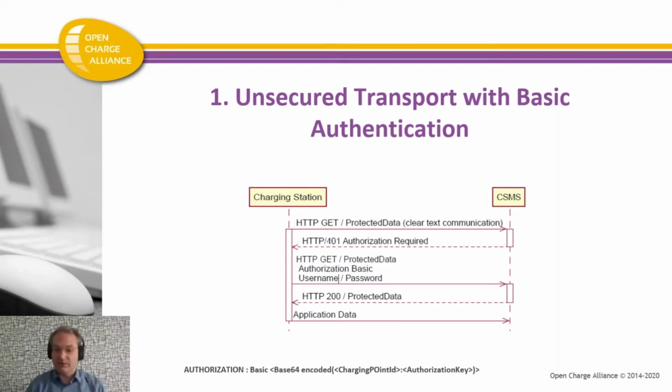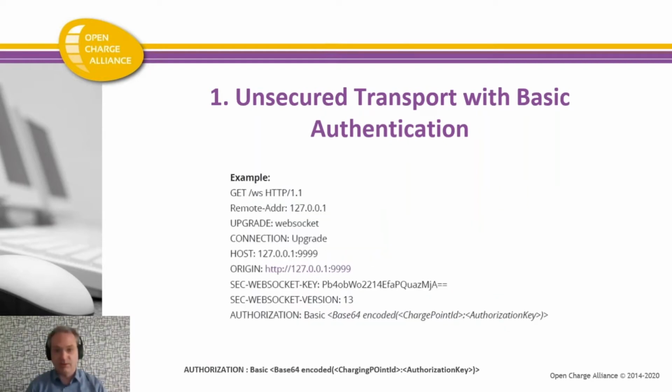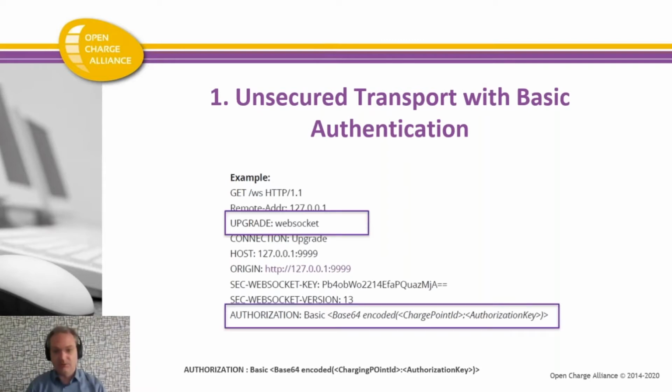Now this is combined with WebSockets. So to make it a little bit more clear how this is included, we included also an example. I showed it here on the screen. So when you start a connection, you have to send an HTTP request where you request an upgrade to WebSockets, and you also include the authorization. So you include here the base64 encoded charge point ID and authorization key.